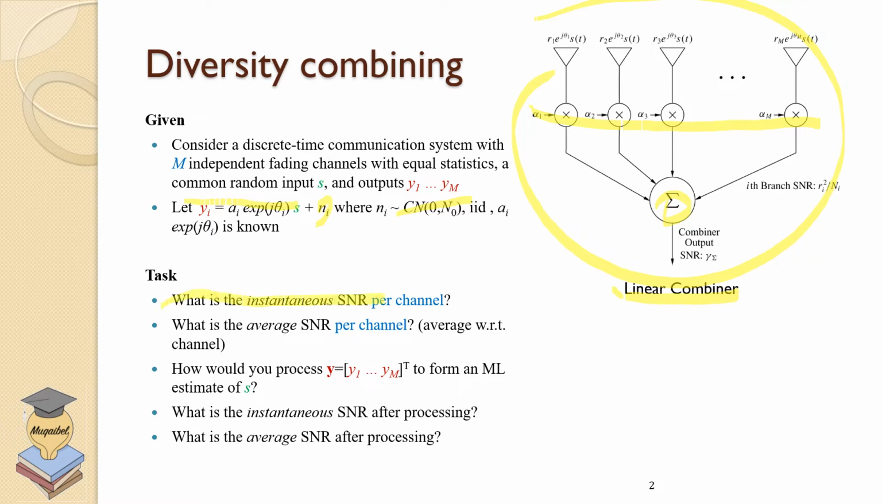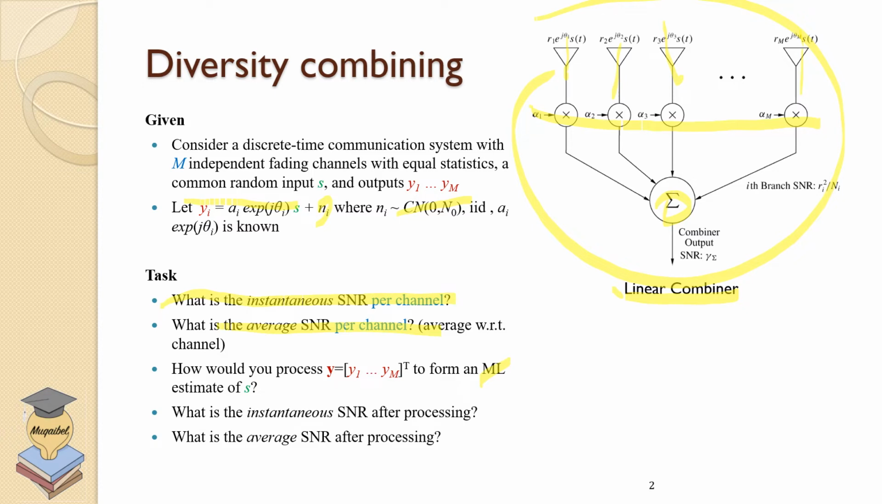What is the instantaneous signal to noise ratio per channel? And what is the average signal to noise ratio per channel? I mean, on the average, so we have one signal to noise ratio here, another one, a third. What's the average of all of that? How would you process the received signal Y in a way to form a maximum likelihood estimate of S? How do we combine them in a way to maximize the likelihood of recovering the original signal or information S?